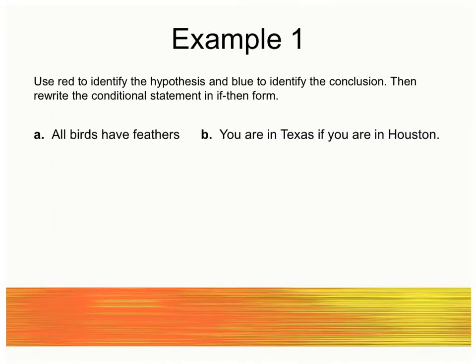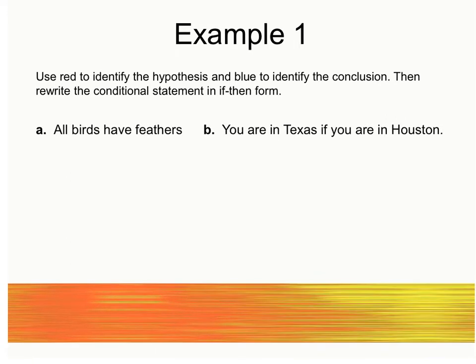So the first one says use red to identify the hypothesis and blue to identify the conclusion. Then rewrite the conditional statement in if-then form. So I'm going to go ahead and write it in if-then form, and when I put it in if-then form, I'm going to be writing the hypothesis in red, and I'm going to write my conclusion in blue. So let's go ahead and do the first one.